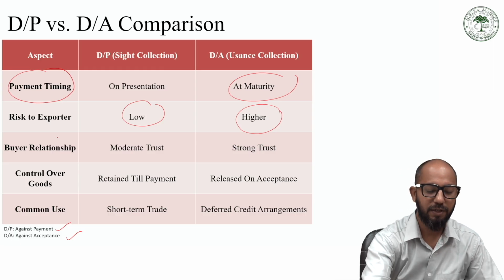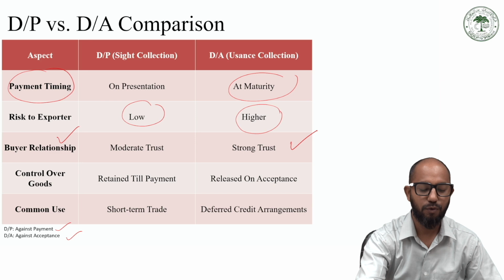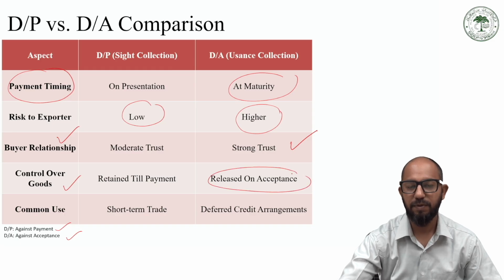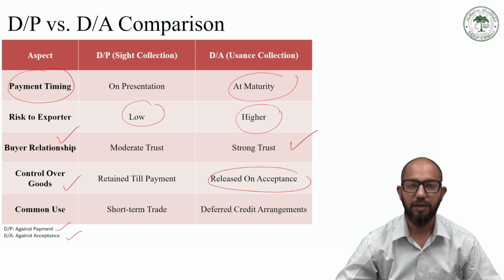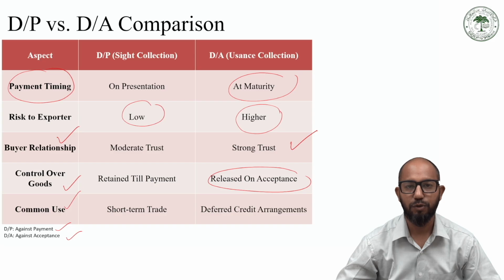With respect to buyer relationship, under DP, it is moderate trust, while on the other hand, under DA, it is strong trust. From the point of view of control over goods, under DP, the control is retained till payment is made. On the other hand, in DA, the control is only till the acceptance is released. Finally, with respect to common use, under DP, it is considered to be a short-term trade, while under DA, it is considered to have a relationship with deferred credit arrangements, that is, delayed credit arrangements.